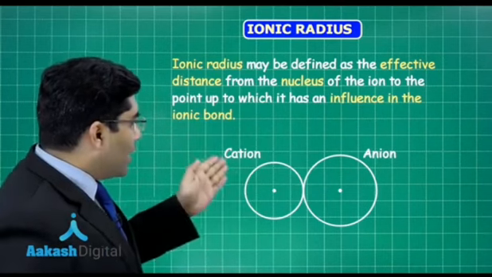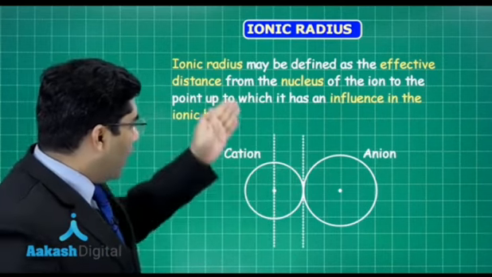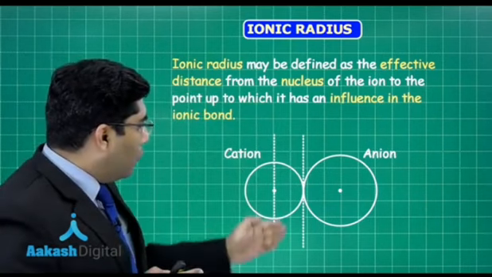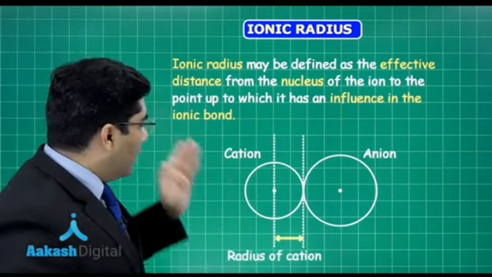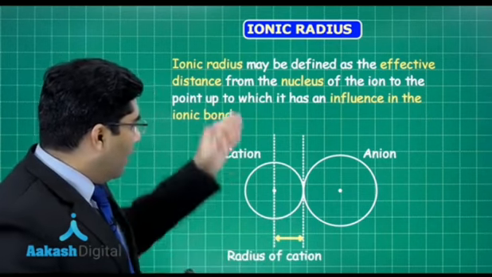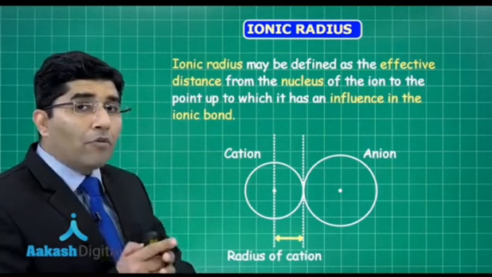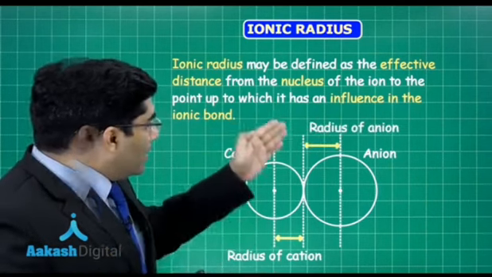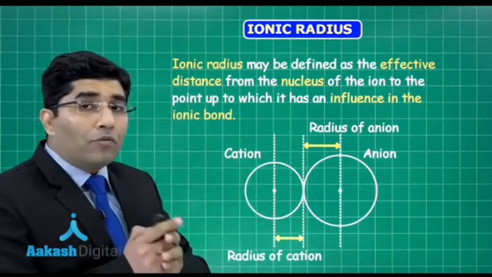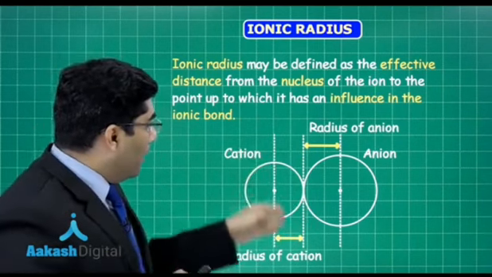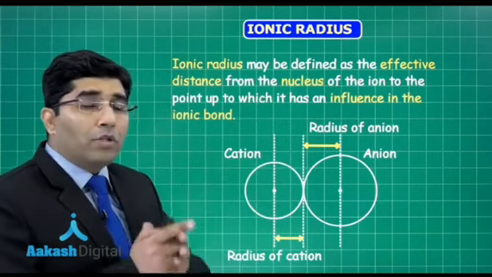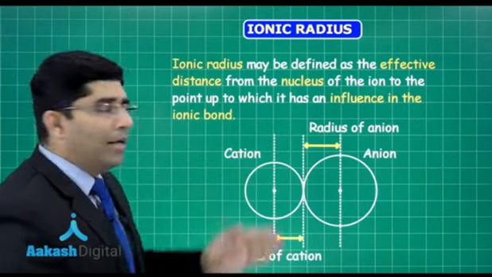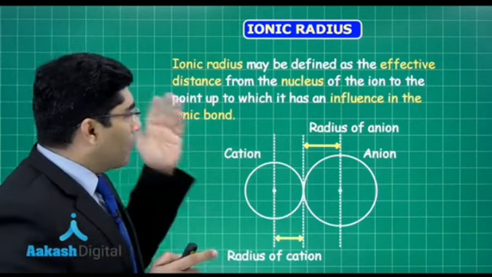So this is the cation, and that is the anion. If you draw a line through the nucleus of the cation and a line where the cation and anion are touching, the distance between this middle line and the line passing through the nucleus of the cation will be the radius of the cation. And if we draw another line passing through the nucleus of the anion, the distance between the middle line and that line will be the radius of the anion. That's how we find the radius of cation and anion.